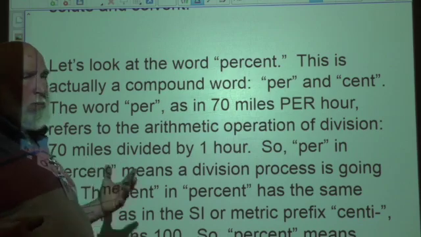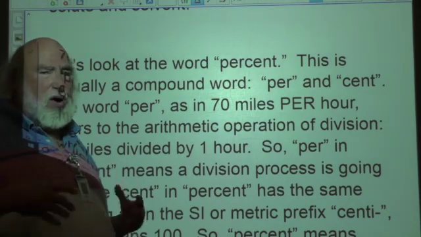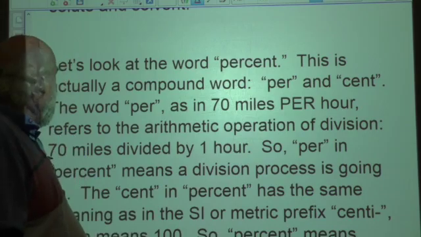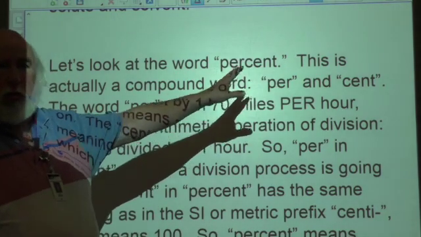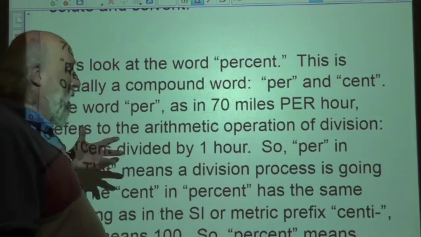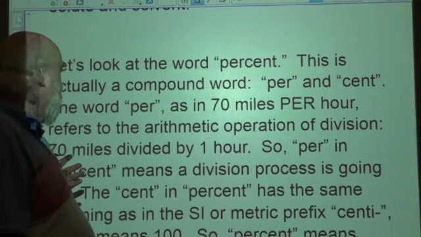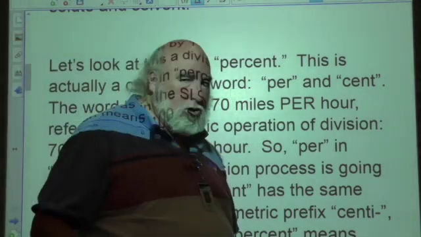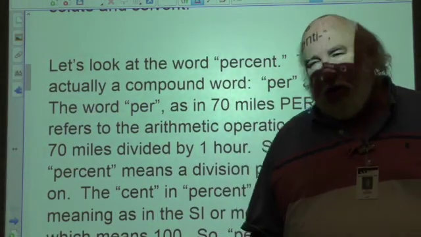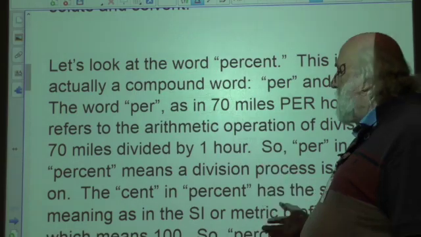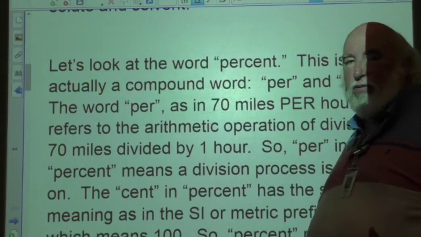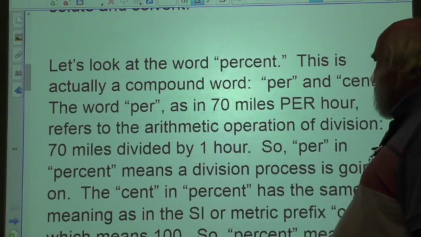So let's look at the word percent so we can understand where the formula is coming from and what we mean when we say percent. This is actually a compound word, per and cent. First, the word per refers to the operation of division. Like if you're saying 70 miles per hour is the speed of a car, it's 70 miles divided by 1 hour of time, so miles per hour.